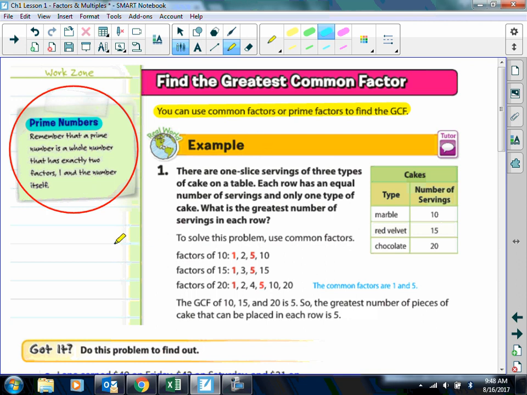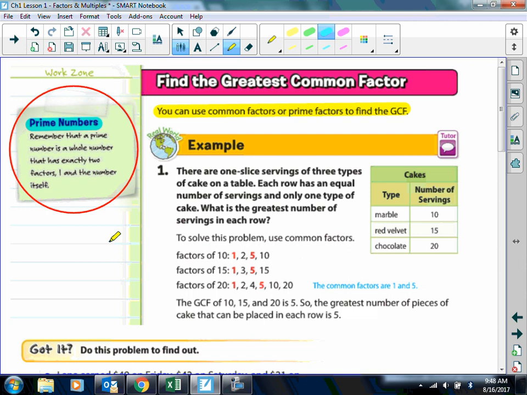Okay? So a prime number, for example, is 2. 2 is a prime number because the only factors of 2 are 1 and 2. Those are the only 2 numbers you can multiply together to get 2, right? 3 is a prime number because the only 2 whole numbers that you can multiply to get 3 are 1 and 3. What's the next prime number? Right, very good. So 5 and 7, those are both prime numbers.